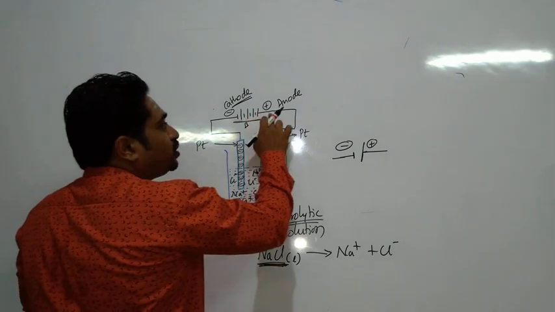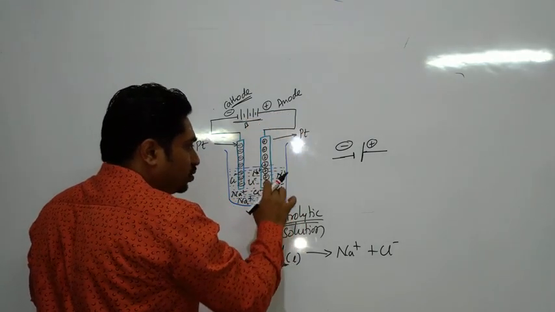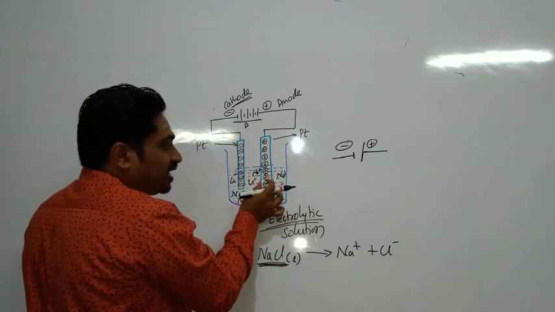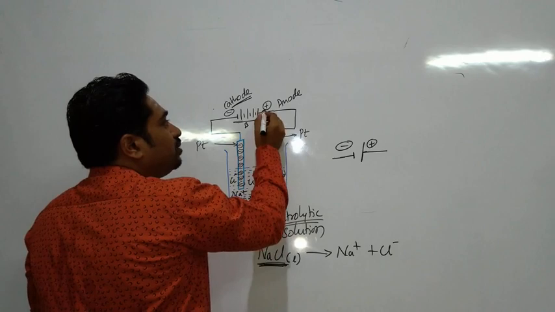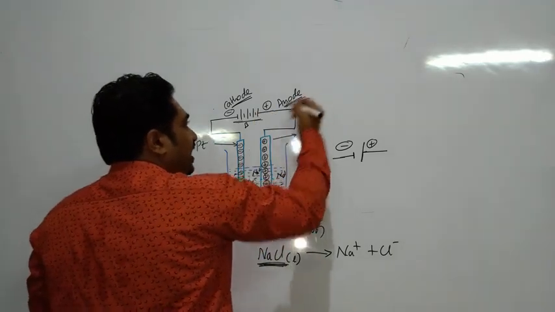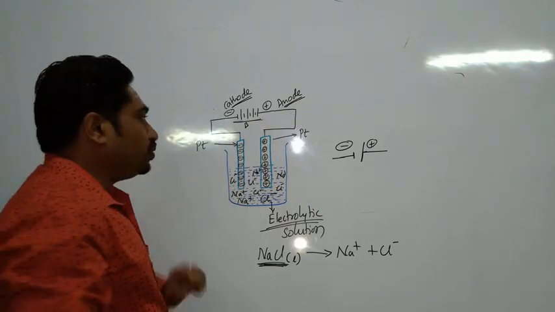And the positive terminal of the battery is connected with another electrode. So this electrode is positively charged. The whole electrode is positively charged as it is connected with the positive terminal. So this electrode is taken as anode. I will take this as anode, this as cathode.